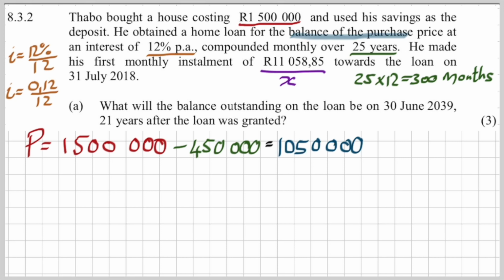Then we get to the actual question. What will the balance outstanding be on the loan on 30 June 2039? That's exactly 21 years after the loan was granted. Here, ladies and gents, you have to find a method that works for you. I'm going to do both methods for balance outstanding. I'm going to do the one where we look forward, but I'm also going to do the one where we look back. The first one I'm going to do is the more difficult one, which is the one where I'm going to look forward.